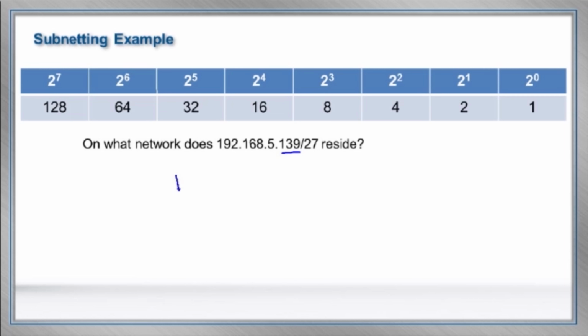Here's what we get: 1, 0, 0, 0, and then 1, 0, 1, 1. Okay, a little trust me moment here. I'm telling you that's right. So that's 139 converted into binary. Now look at the subnet mask. There's 24 bits for the 255, 255, 255, the default, and then there's 3 bits more, isn't there? We stole 3 bits for the subnetting.